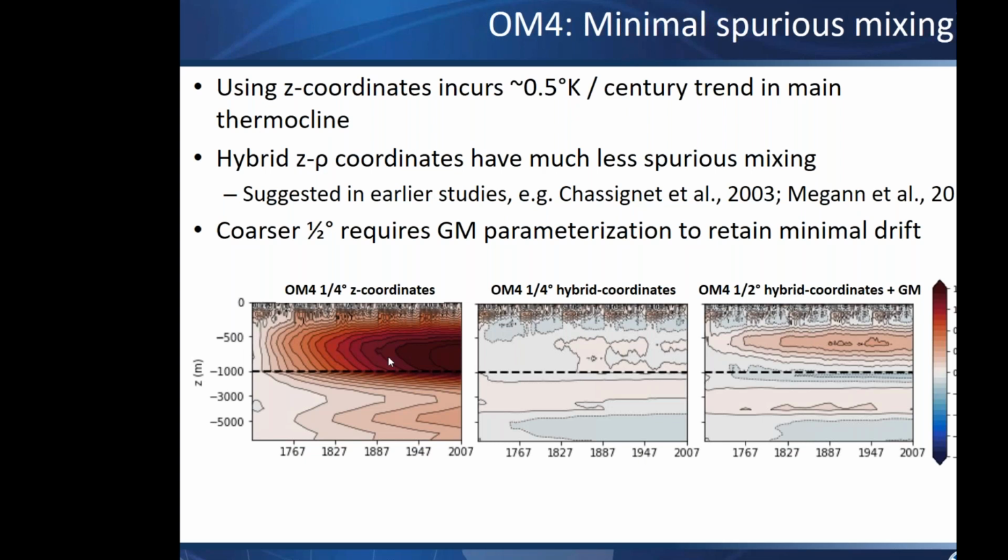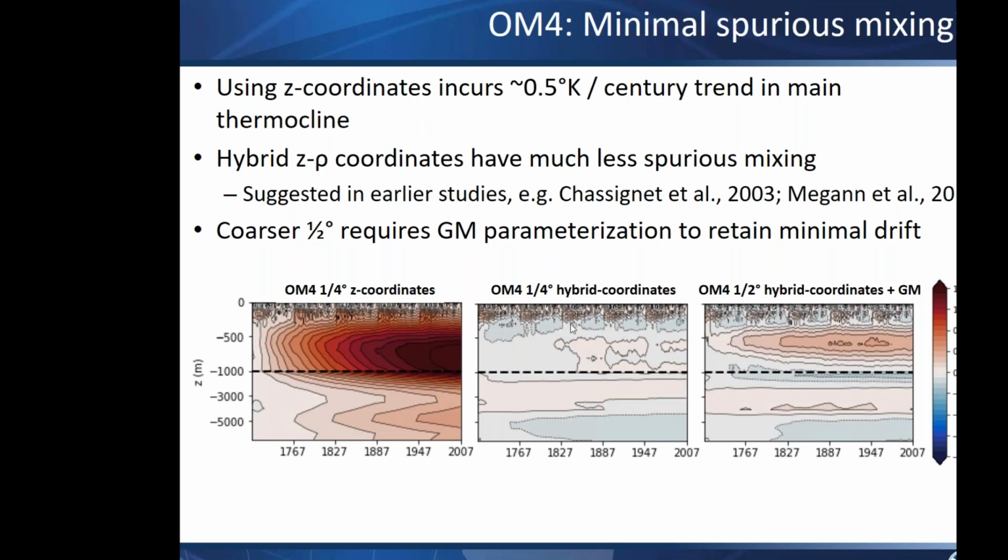This is the horizontal mean temperature as a function of depth and time in the control run for our climate models. And you can see that the Z coordinate model, our first attempt, showed significant warming, significant drift, a significant broadening of the main thermocline. And this is something that's been noted before as you start to get into eddy-permitting regimes.